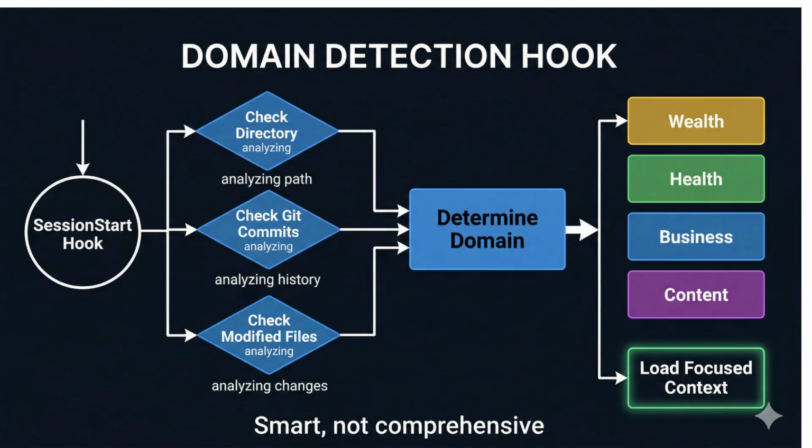The domain detection hook is brilliant. It runs on session start, looks at your current directory, checks recent Git commits, examines modified files, and determines which domain you're in. Then it only loads relevant context, not everything. This keeps the context window efficient while ensuring you always have what you need for the current task.